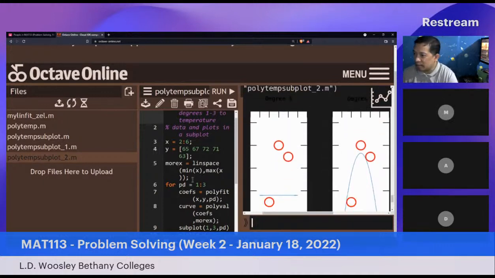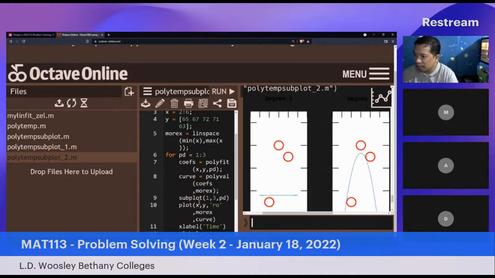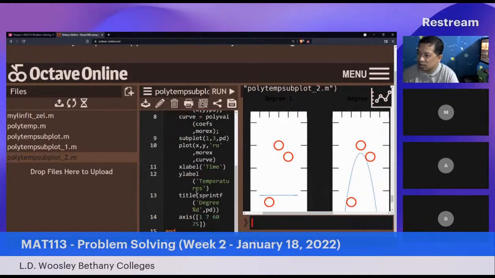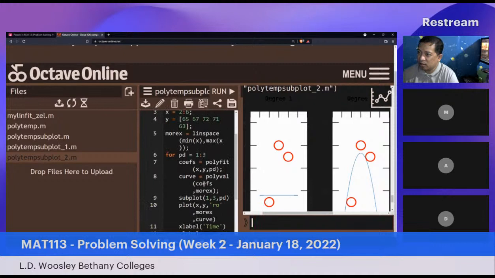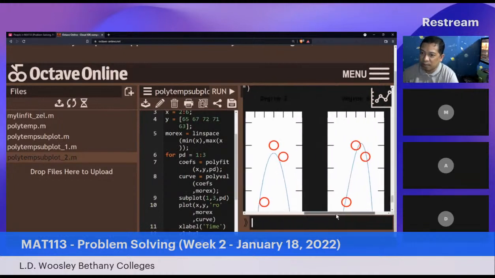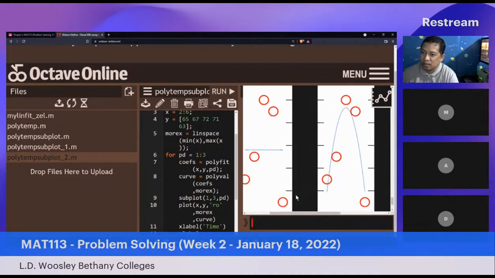Kung papansinin natin yung logic, subplot 1, 3, no? Ibig sabihin, first row, 3 columns. Ganyan yun. So, madali namang intindihin to, no? So, it produces 3 subplots. Ayan. So, okay na to, okay na to.